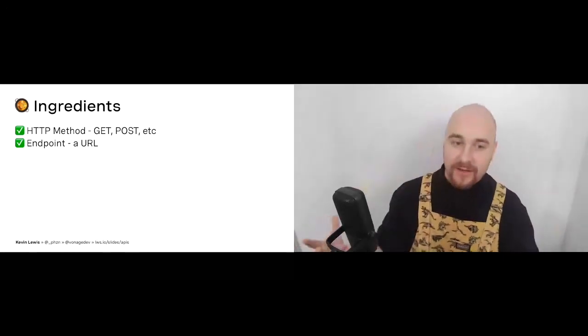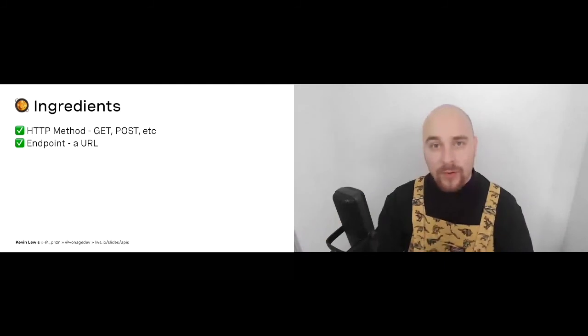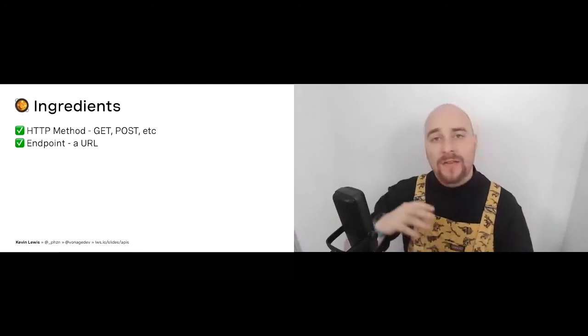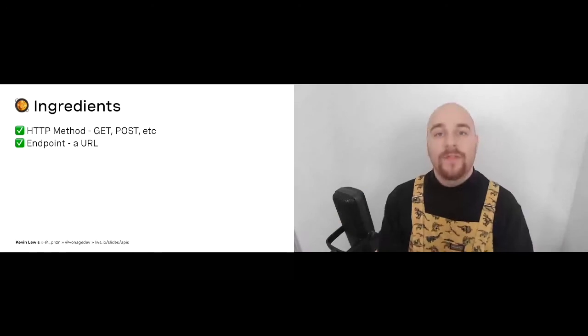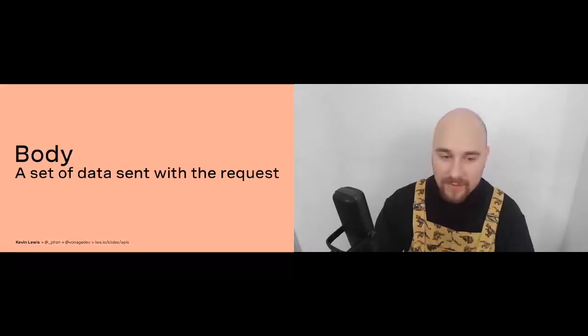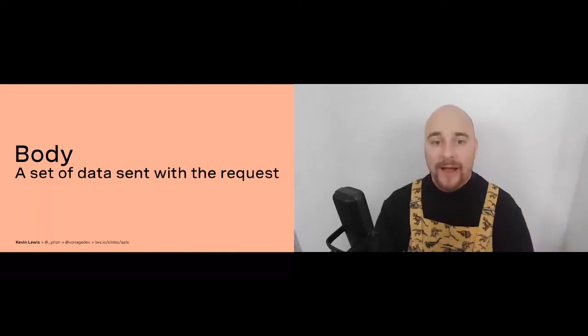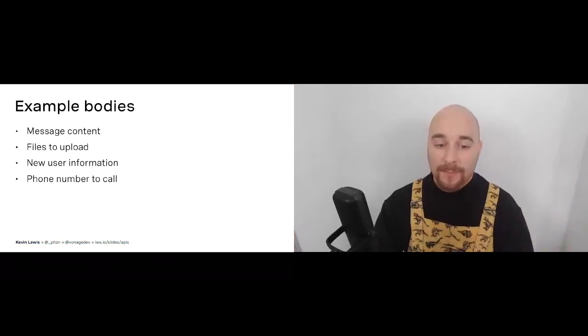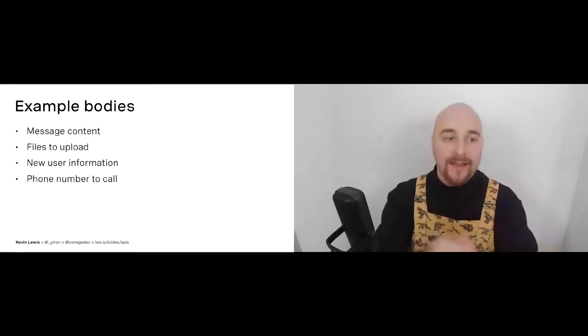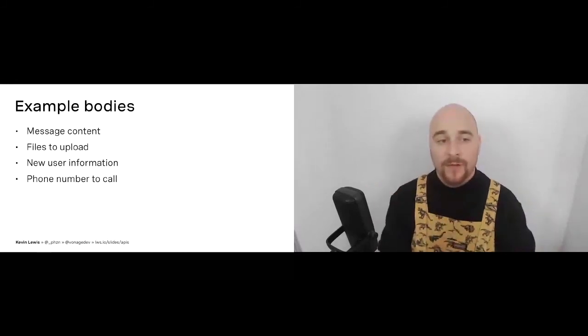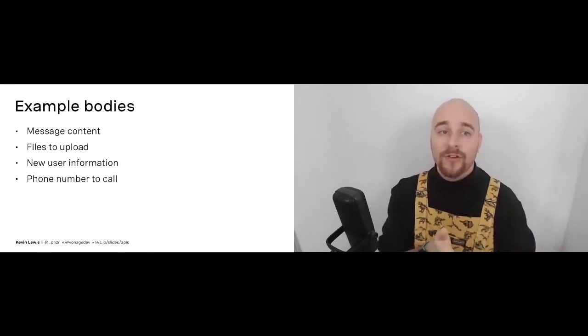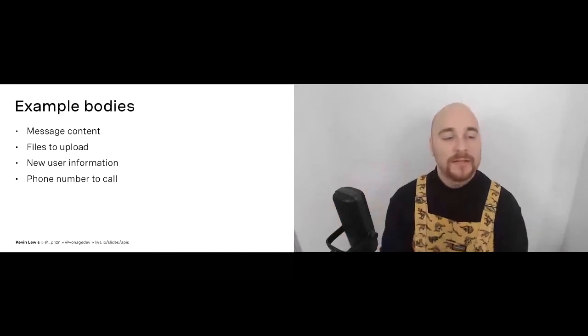Now, these next two ingredients aren't required in every API call, but may well be. And API documentation will give you an indication of whether this is required. The next thing is known as a body. And a body is basically a set of data that you send with the request. A good example of things that would go in a body are the actual content of your message that you send. Maybe it's a file if you're going to upload a file. User information like usernames and hashed passwords. A phone number to create a call towards.